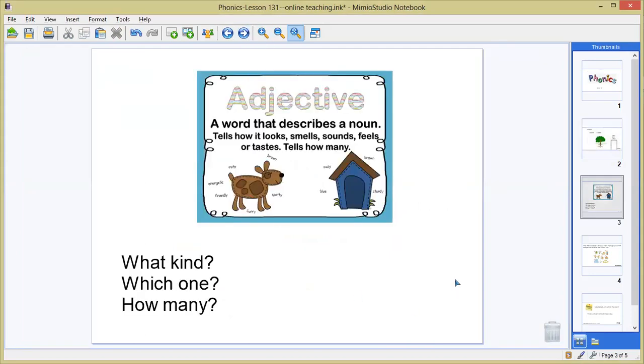All right, guys, let's talk a little bit about adjectives. Remember, adjectives describe our nouns. Our nouns are person, place, and thing. Remember, adjectives ask what kind, which one, or how many. So if I say the yellow bus, we say what kind of bus? Yellow. That's your adjective.